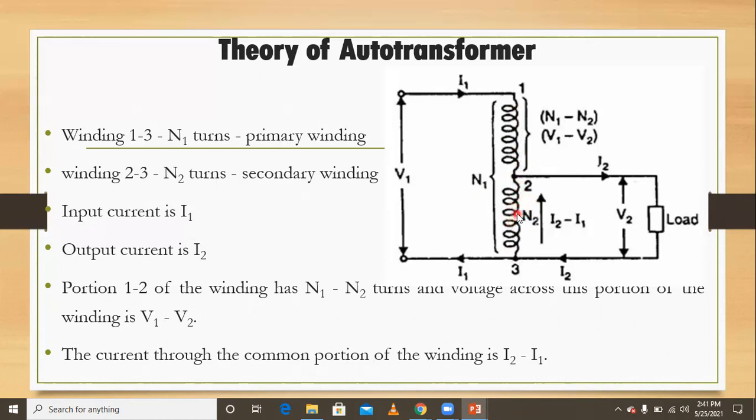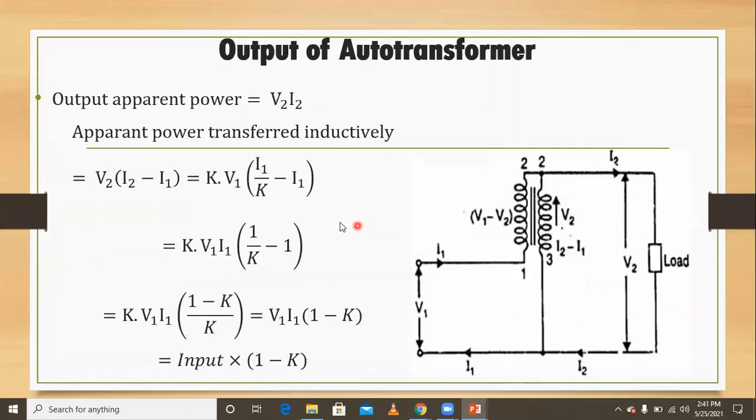So inductively or magnetically, the power transferred from primary to secondary is nothing but the apparent power, the load current into voltage. That is called this winding. Here, the winding current, the current flowing to the winding, that is called I2 minus I1, into V2. So V2 into I2 minus I1.